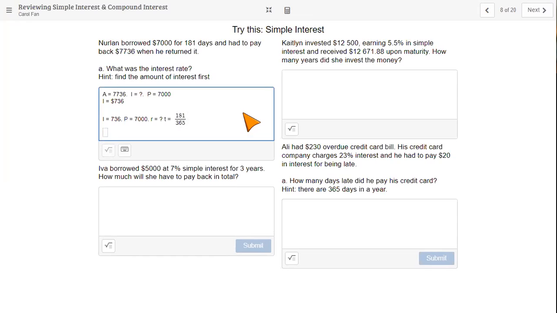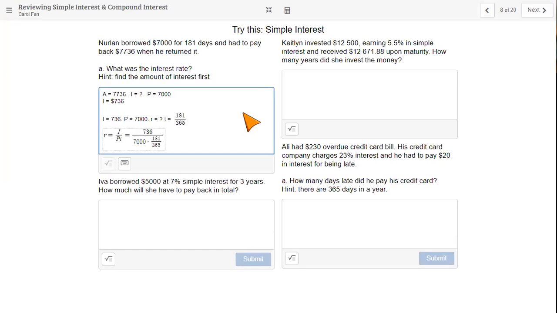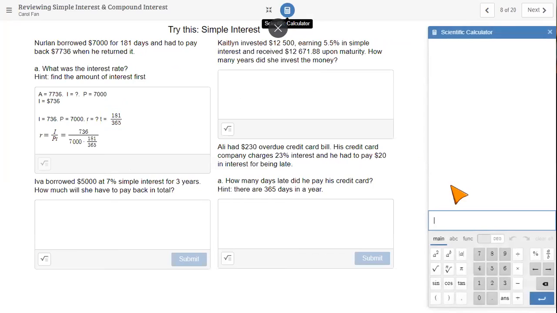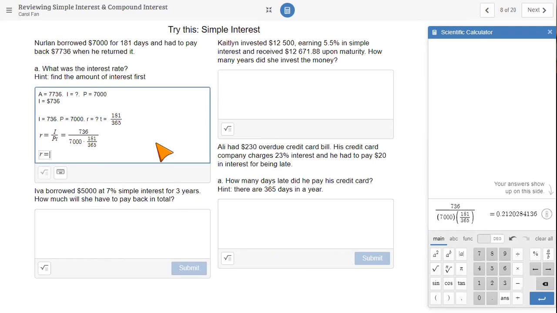So our equation, we have R is equal to I over P times T. So 736 divided by 7,000 times 181 over 365. So throw that into your calculator and let the calculator do the work for you. Okay, so R is equal to 0.2120. Let's round it to 212.